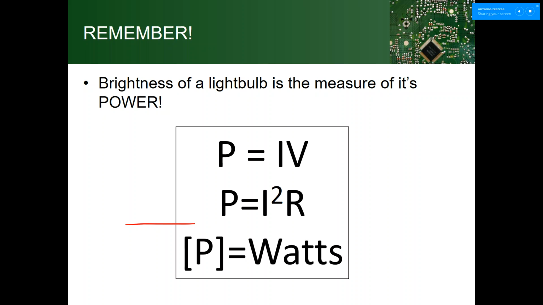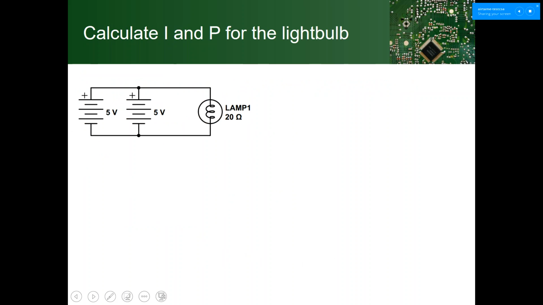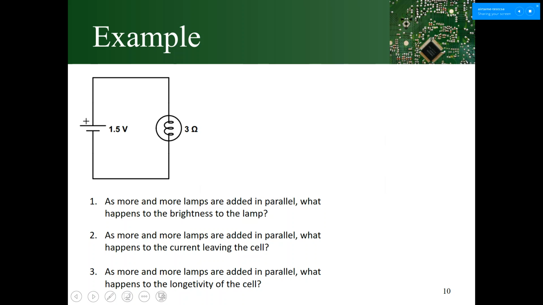So here it talks about brightness. So more power equals more brightness. I talked to you guys about this, and we did this already. We calculated I for this. We calculated I and P for this. I didn't realize that I have more space for this here.